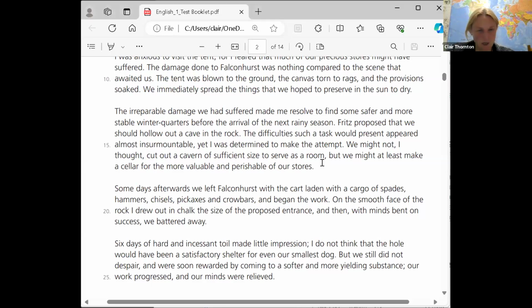The irreparable damage we had suffered made me resolve to find some safer and more stable winter quarters before the arrival of the next rainy season. If that damage was easy to repair or could be repaired, he wouldn't be looking for somewhere else to live. So even if you're not sure what the word irreparable means, you can look at that element. And hopefully with that one, even if again you weren't sure what the word meant, there should be some you can get rid of to then have your best guess answer, as we've talked about before with the maths.